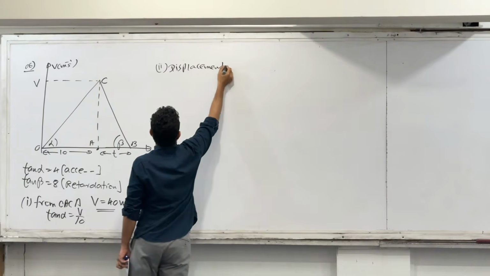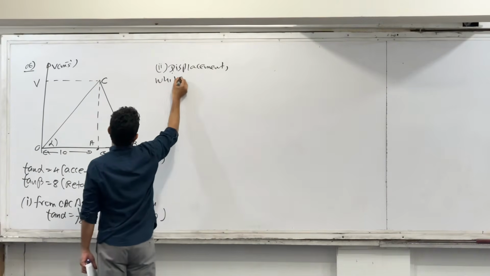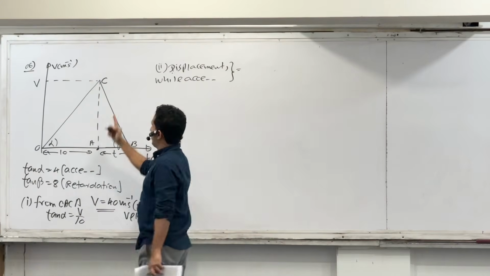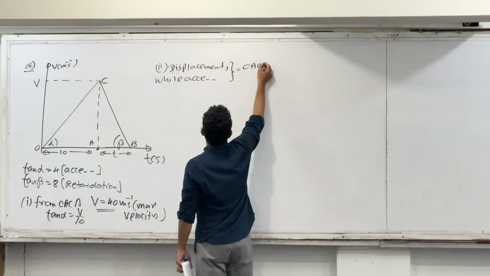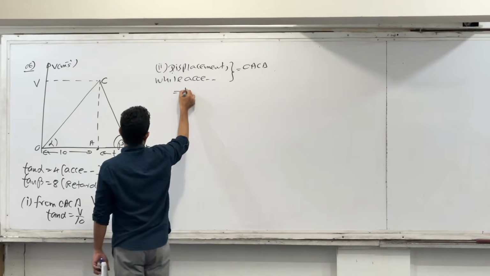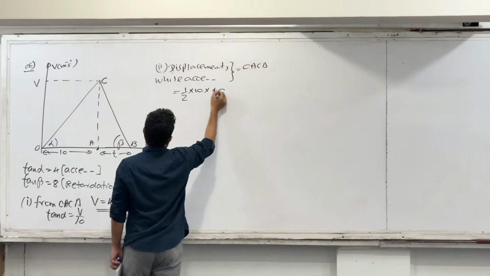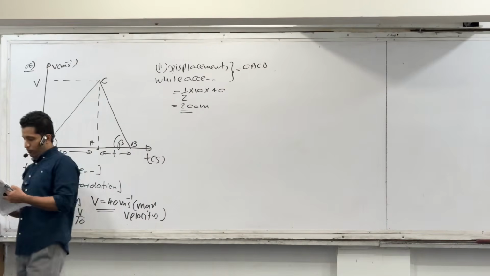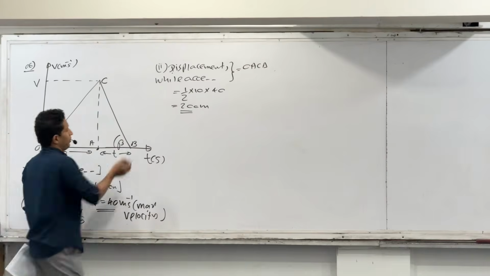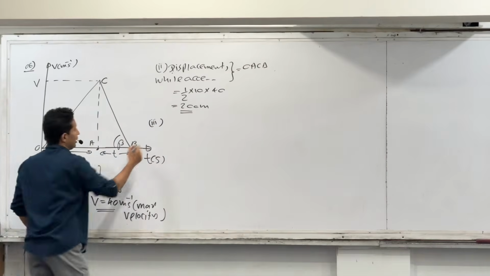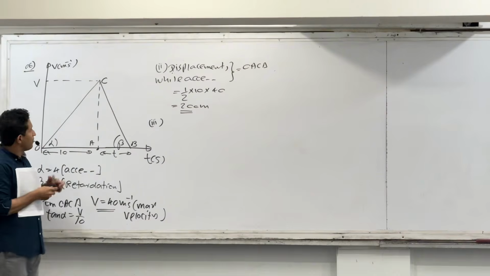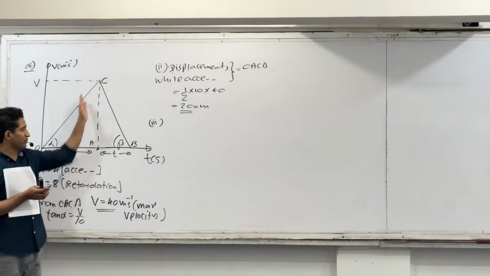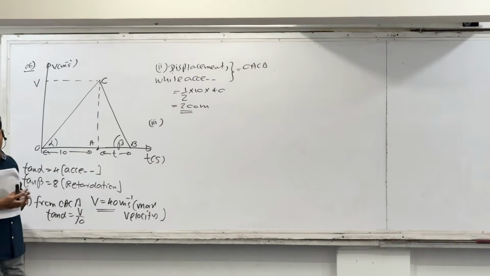Displacement while accelerating equals the OAC triangle area. Half into 10 into 40 becomes 200 meters. Now, the time in which it retards. You can take T as V divided by tan beta. The tan beta expression is clear.